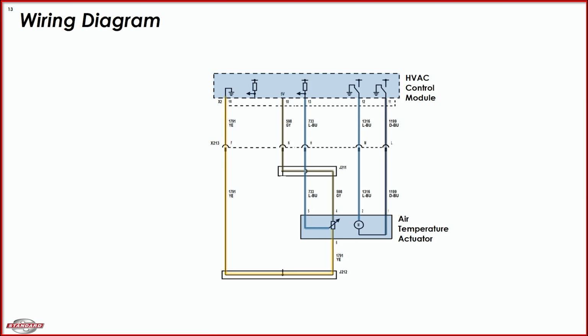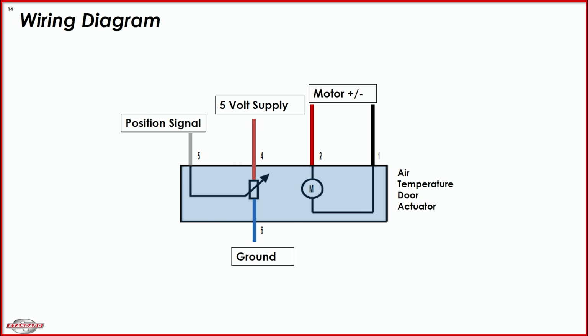Okay, this next slide just shows a close-up of the air temp actuator's connection points to the control module. Here we see the 12-volt and ground wires from the battery that control the actuator movement, and then the 3 wires at the potentiometer, which are the 5-volt supply, position signal or feedback, and the ground or VREF wire.